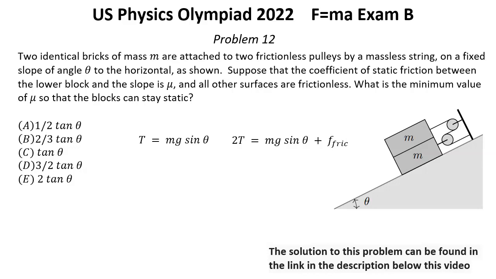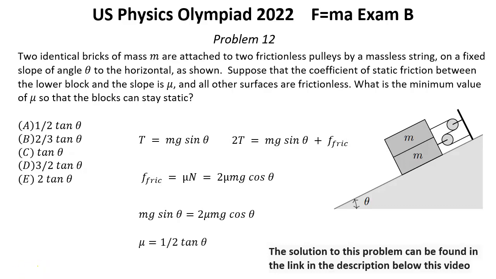When the friction is just barely sufficient, we have F friction equal μ multiplied by normal force, which is 2 μ mg cosine theta. Now, combining all of them, we have mg sine theta equal 2 mu mg cosine theta, it means that mu equal 1/2 tangent theta, which is answer A, and that was solution for problem number 12.